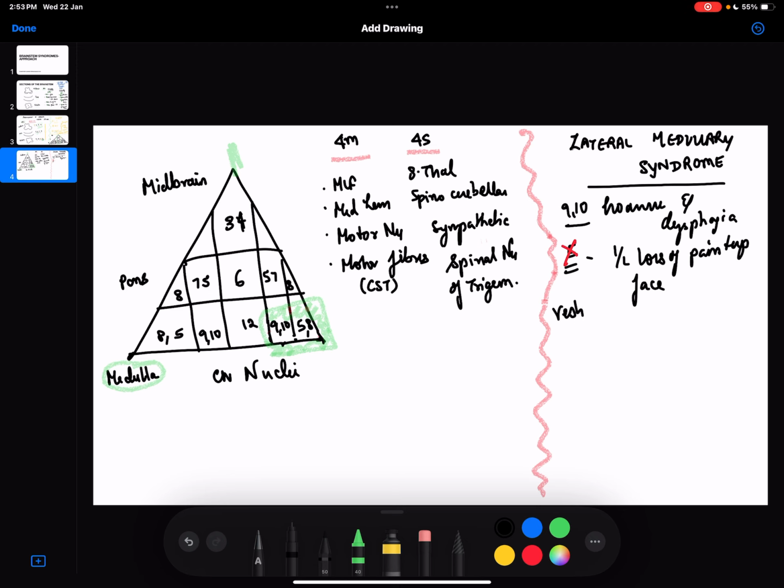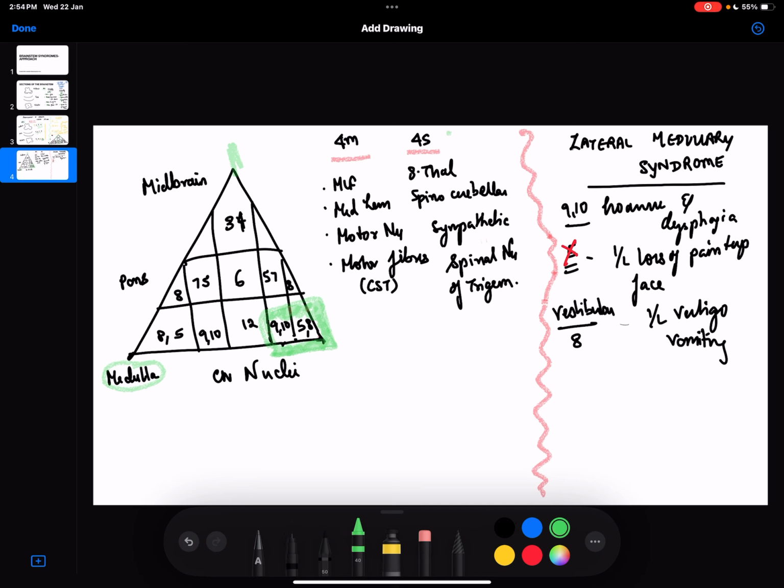Now, 8th cranial nerve, which nucleus have we heard? It is the vestibular nucleus of cranial nerve 8. That's exactly what we are looking at here. This is exactly where we are focusing. So if the vestibular nucleus of cranial nerve 8 is affected, it will lead to ipsilateral vertigo and vomiting. Okay? Now we have only looked at the cranial nerves which can be involved in lateral medullary syndrome.